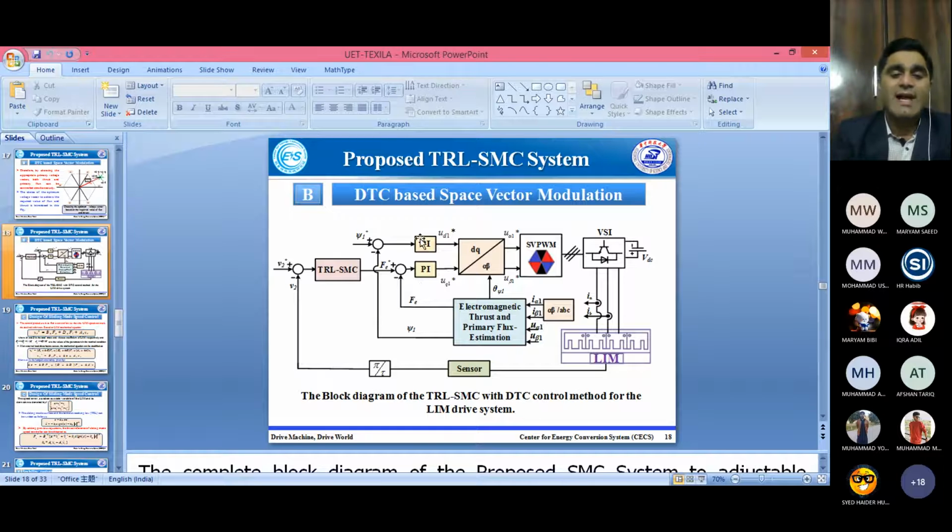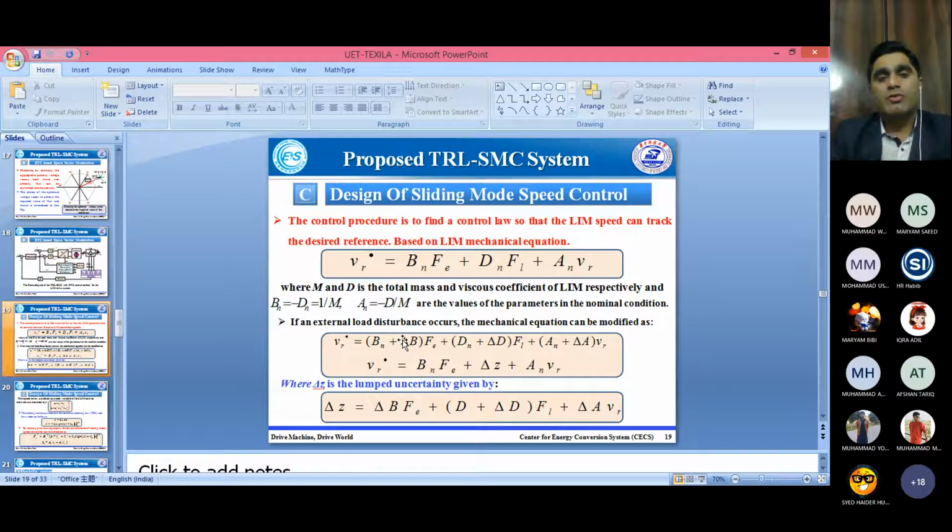If we want to design sliding mode control here, we can design it. It depends on the performance equation over here. For the design of sliding mode control, we have two subsystems. For example, one is the sliding mode surface, another is the reaching law or control law.